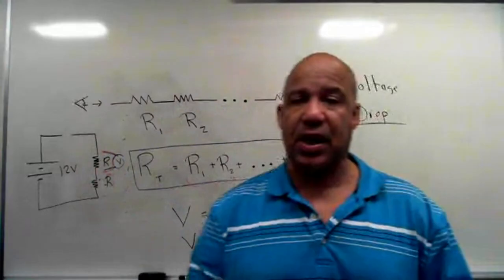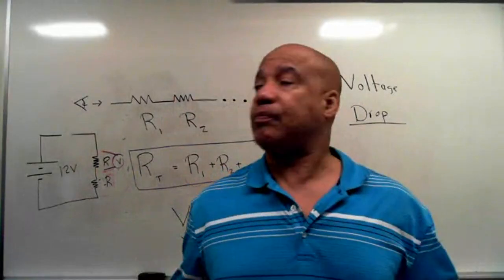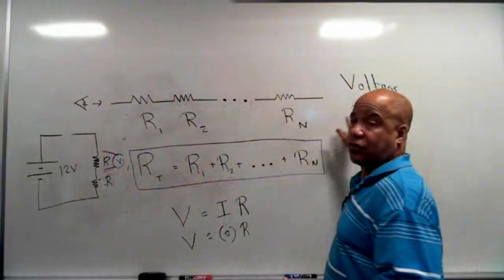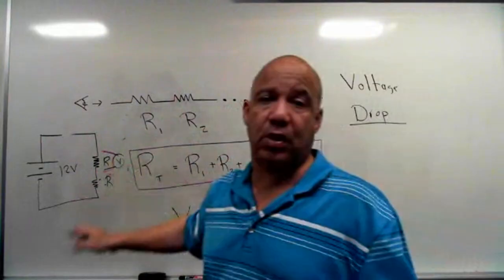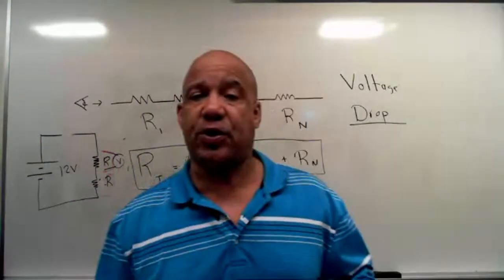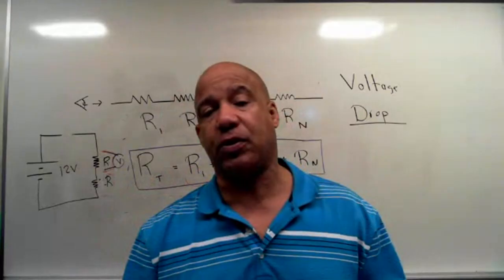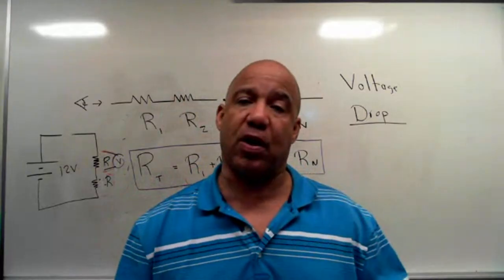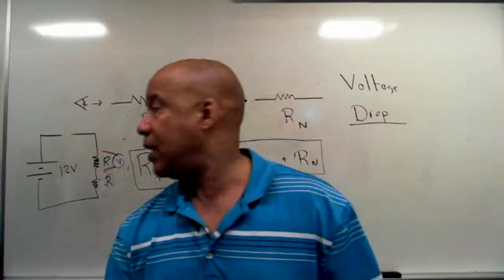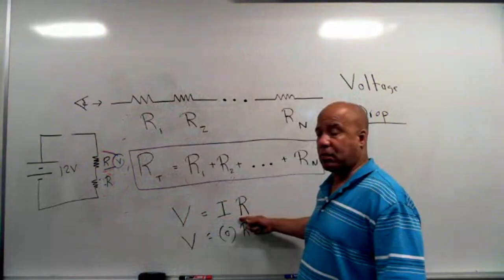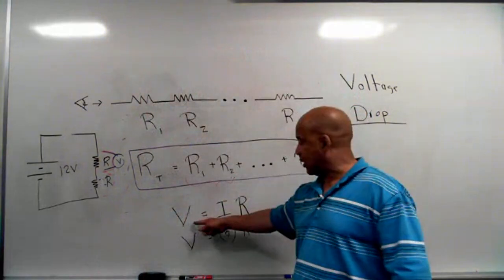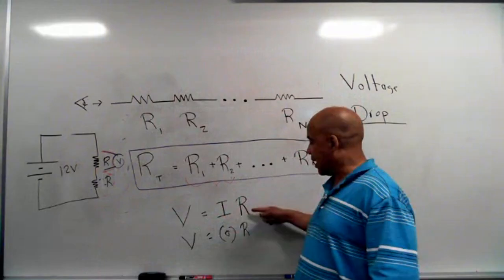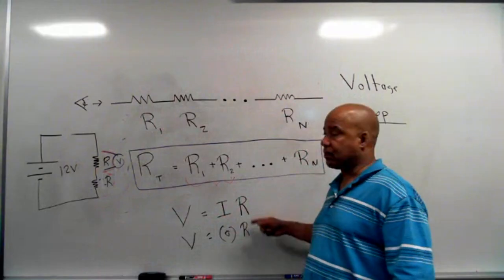So I'll say it one more time. A voltage source will be one of those figures I drew, battery symbols. It's anything that separates charge to create a potential difference, to create a voltage. A voltage drop is what happens when current flows through a resistor, and that voltage drop is defined by Ohm's law. The voltage across the resistor is equal to the current through it times the value of the resistor.